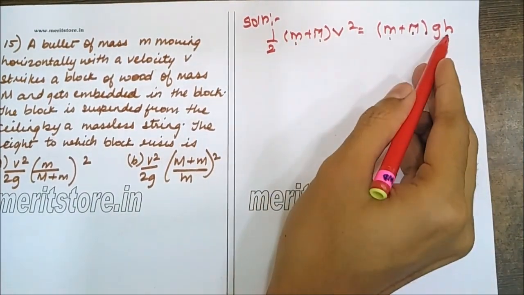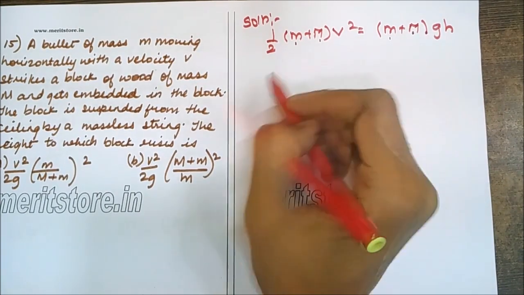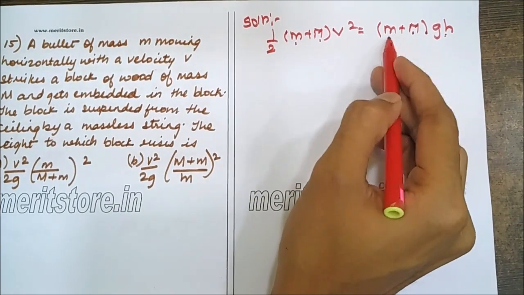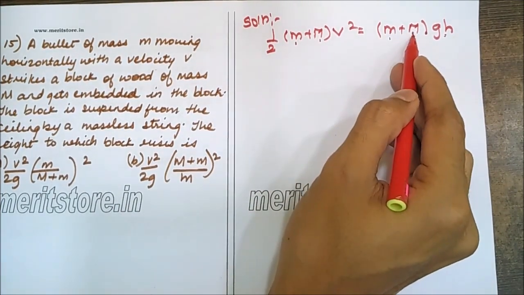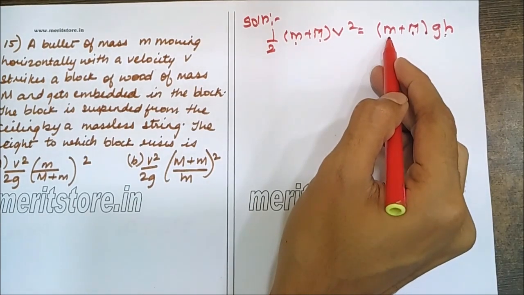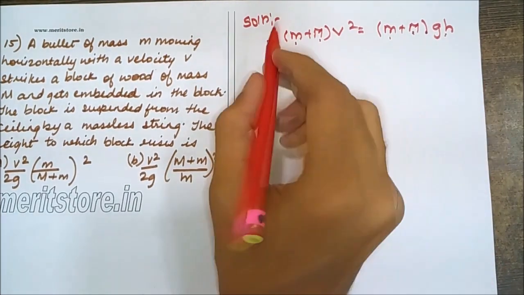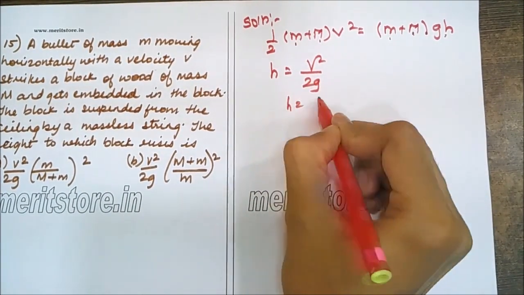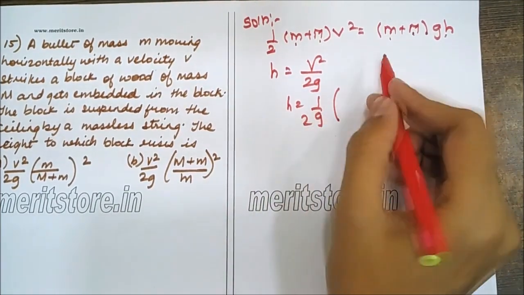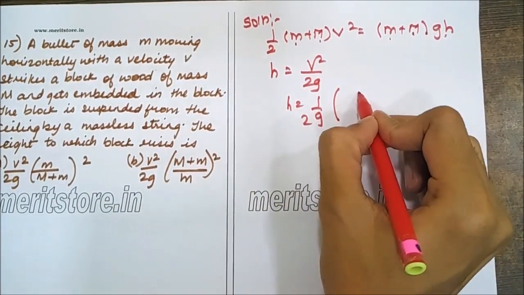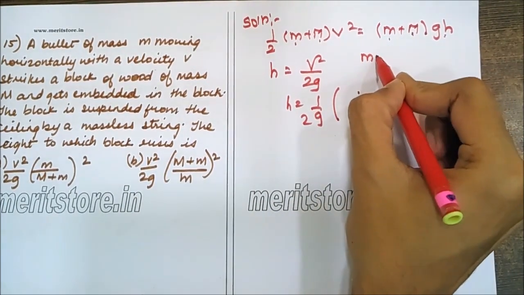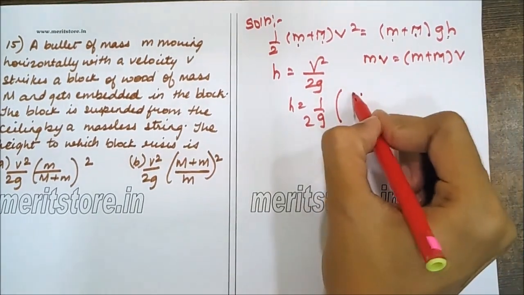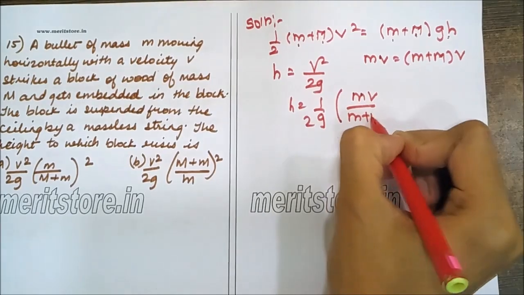So here the height to which the block rises, we have h, after the bullet is fired and it is embedded in the block. After collision it has the mass of the bullet plus the mass of the block, multiplied by g, multiplied by h. So this equation in terms of h, we can get V square upon 2g. Okay, so h is equal to 1 upon 2g into V square, where V is, from the momentum terms, we have mv equals m plus capital M into V. So V becomes mv upon m plus capital M.